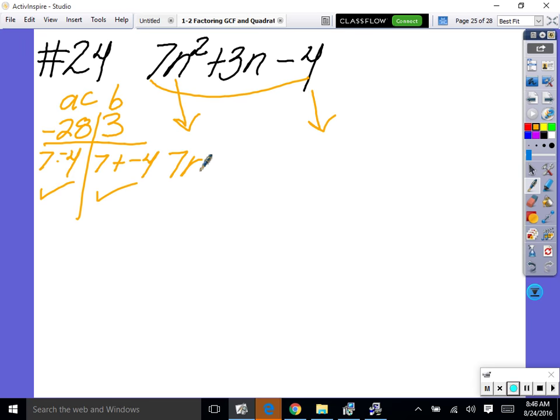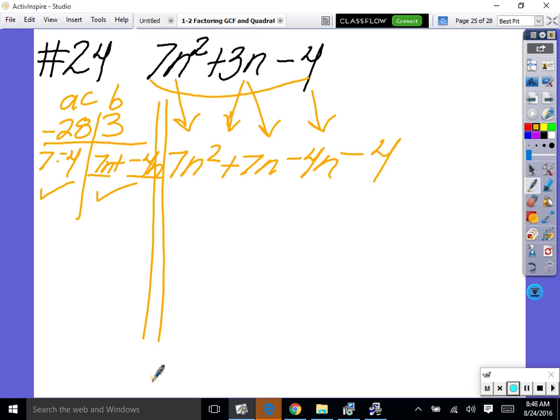Drop. 7n squared. We're going to drop negative 4. You see we drop? And we break. We're breaking down the middle term. Rewriting it as these two things, but with an n. So it'll be plus 7n minus 4n's. We have 1. I'm going to draw a line. We have 1, 2, 3, 4 terms. If you have 4 terms, you'll factor by grouping.